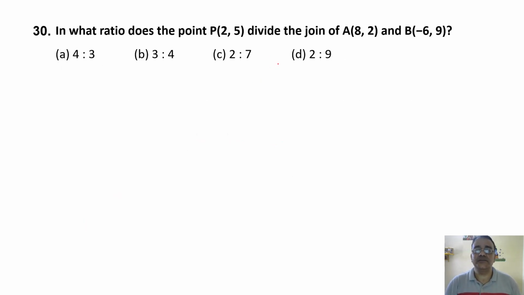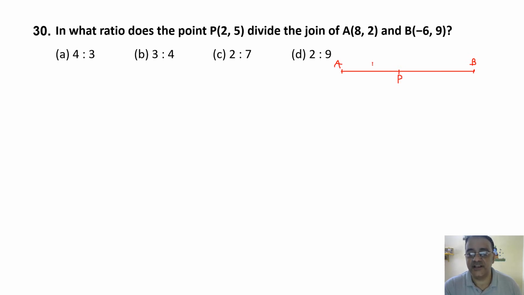In what ratio does the point P (2, 5) divide the join of A (8, 2) and B (minus 6, 9)? So I am making a rough diagram like this, I am taking this as A, and this as B, okay, and a point here is P.